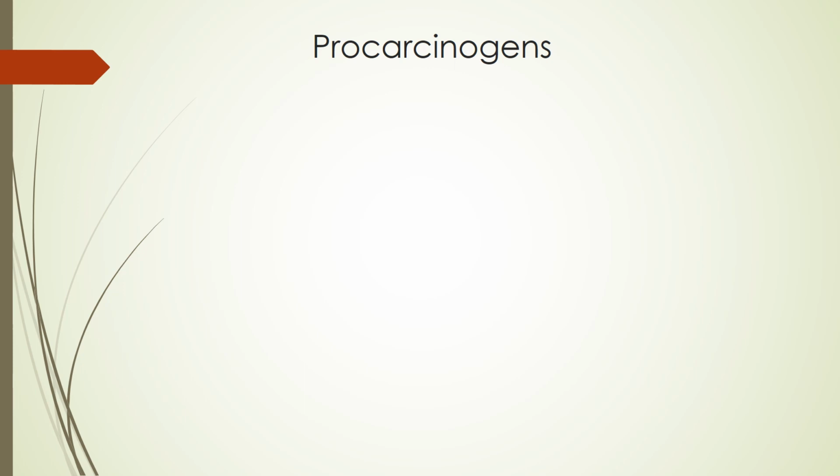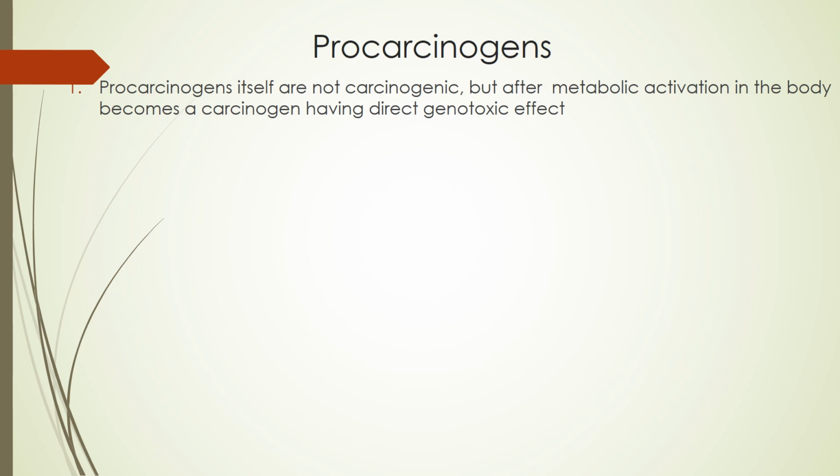Pro-carcinogen, just see the name. It is the step before the production of a carcinogen or a malignant disease producing element. Pro-carcinogens are not carcinogenic themselves, but after metabolic activation in the body they become carcinogens, having a direct genotoxic effect on the DNA.